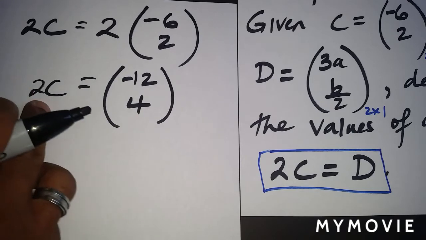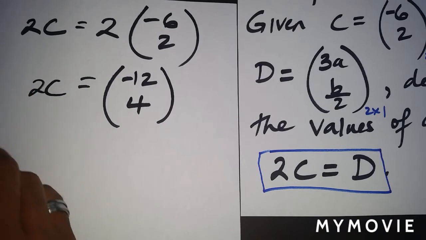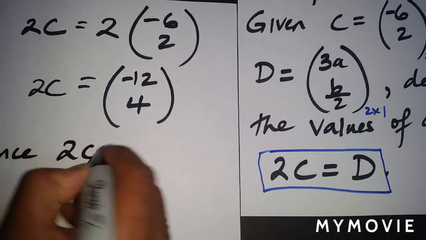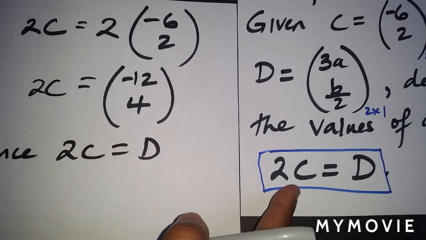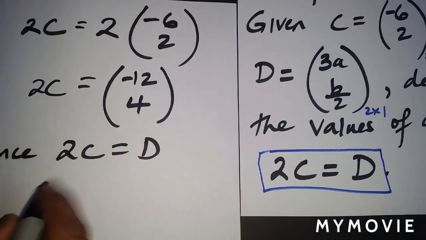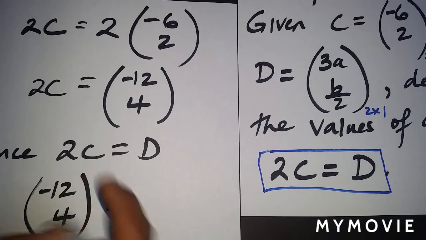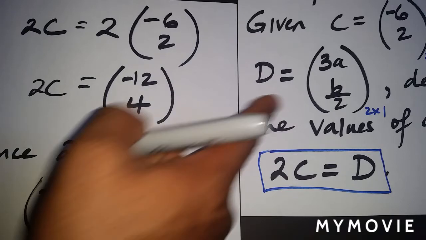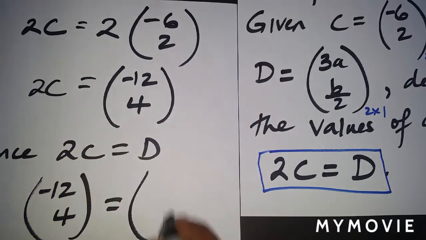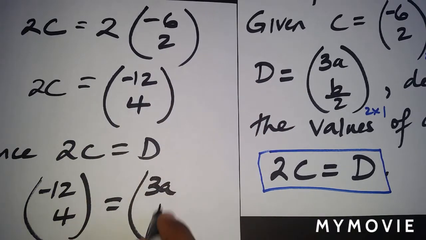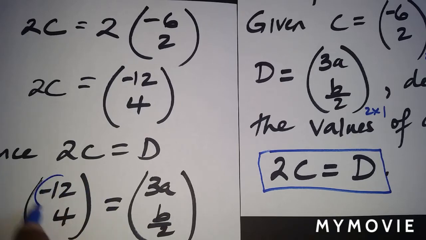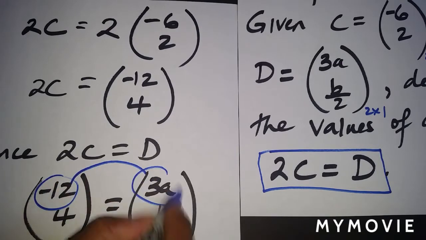Now that we found that, since 2C is equal to D based on what they're saying, then matrix 2C, which is minus 12 and 4, must be equal to matrix D, and matrix D is that. So that would be 3A and B over 2. So again, two matrices are equal if the corresponding elements are equal. So that means minus 12.